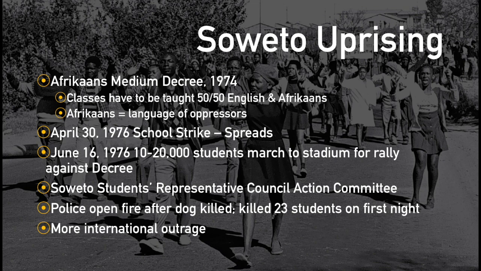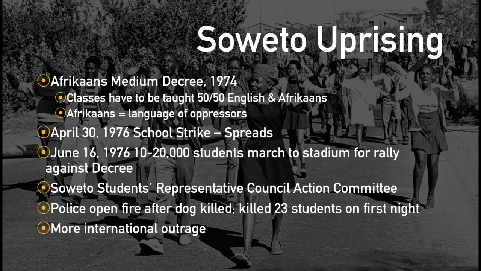Black South African high school students in Soweto protested against the Afrikaans Medium Decree of 1974, which forced all black schools to use Afrikaans and English in a 50-50 mix as languages of instruction. The association of Afrikaans with apartheid prompted black South Africans to prefer English. Even the Bantustan regimes chose English and an indigenous African language as official languages.